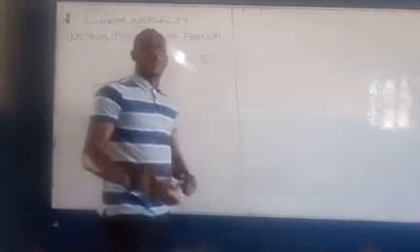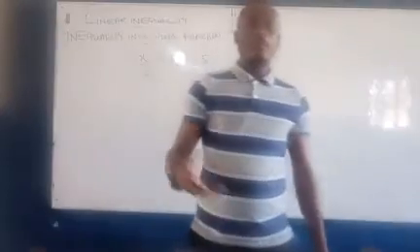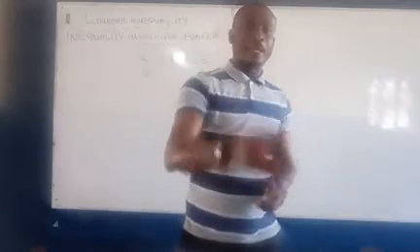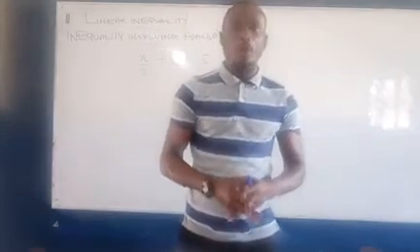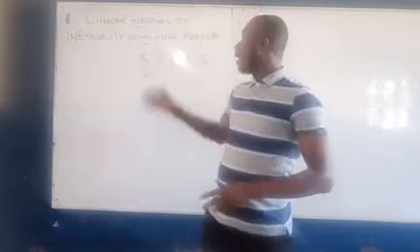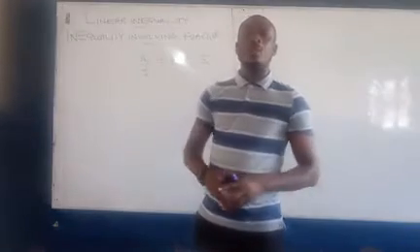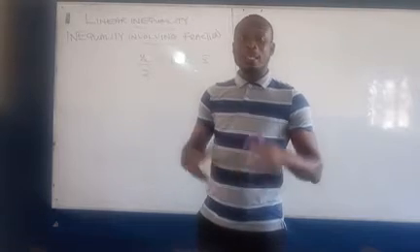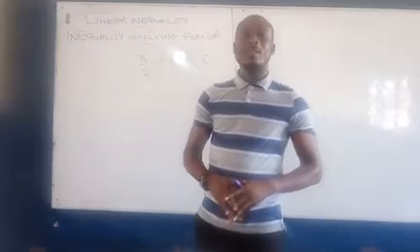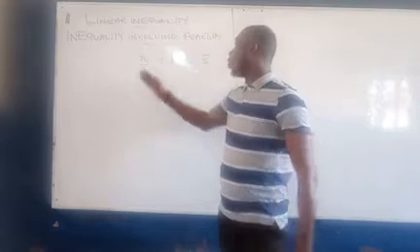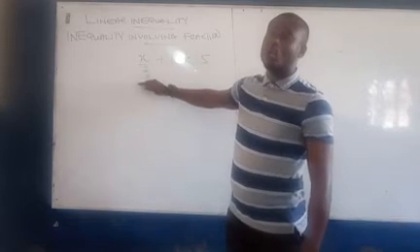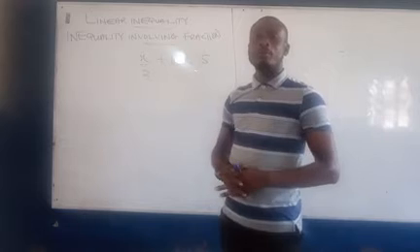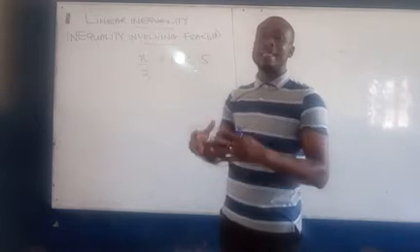X over 2 plus 1 less than 5. What are we going to do? Yes, Joan. Good. We'll look for the LCM. What is the denominator in this linear inequality? The only denominator is 2. So the 2 will serve as our LCM. And what are we going to use it for? Good. To multiply the terms.